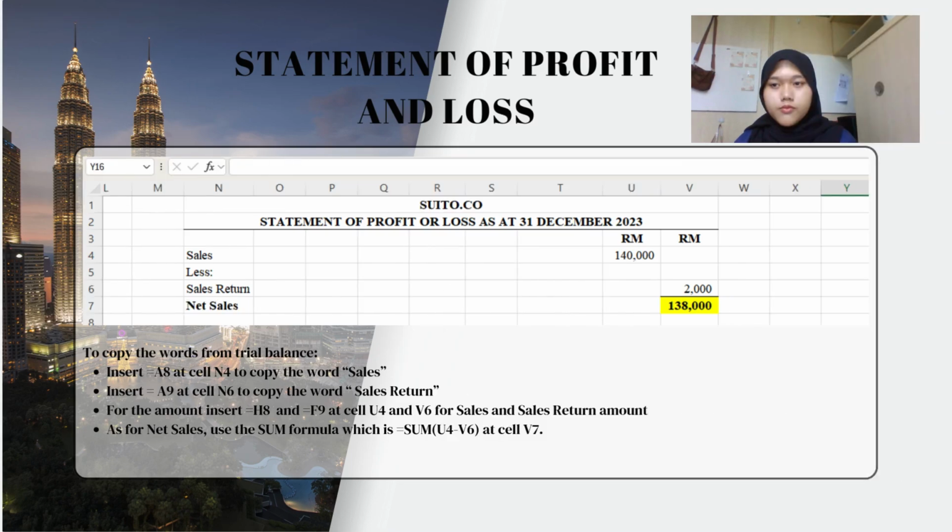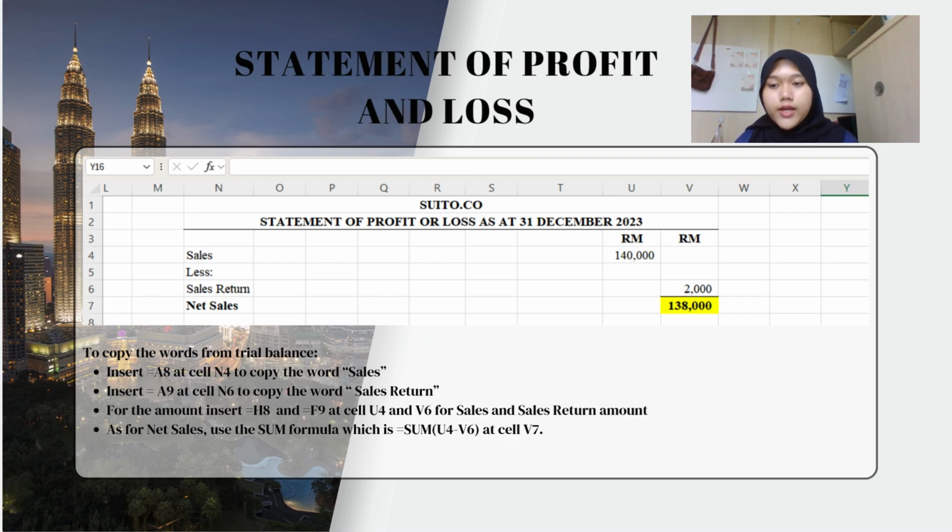Now we continue to look at the statement of profit or loss as at 31st December 2023 for Waiter.co. All of these words are copied from the trial balance, such as sales. As for the sales amount, we copied it from the adjusted trial balance, where the sales figure is H8. To copy these numbers and words, we need to put equal before the sales number, such as equal to H8 or equal to AX. The same goes for sales return and all of the words.